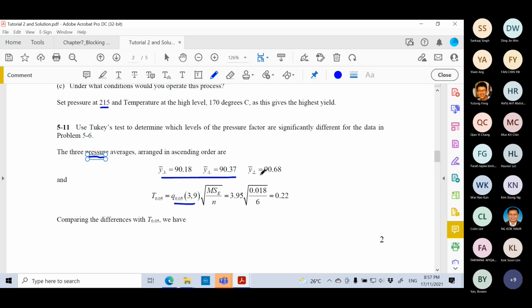Then in this example we can also do it separately, because based on the ANOVA, the analysis of variance table, we can see that the interaction is not significant. So this one is your question number 5.6.